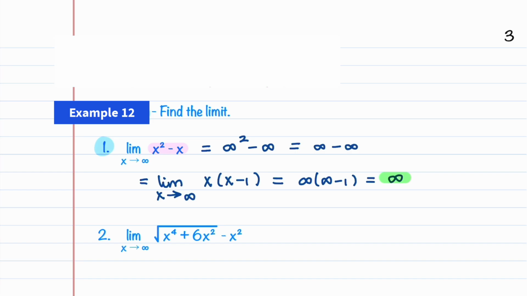This is an example of a limit that does not exist, but if you can say that the limit is infinity, that is better than just saying it doesn't exist. This just gives us a little bit more information about the behavior of the limit.